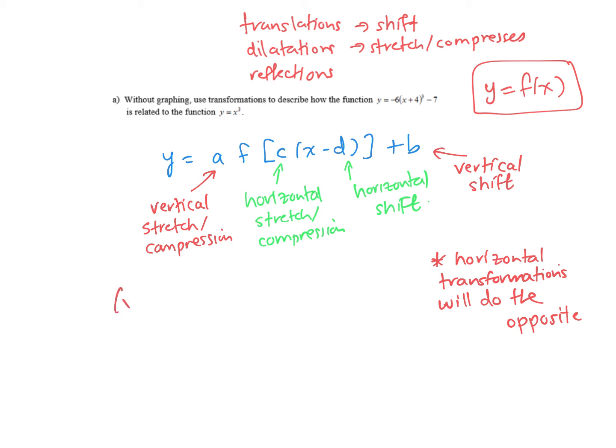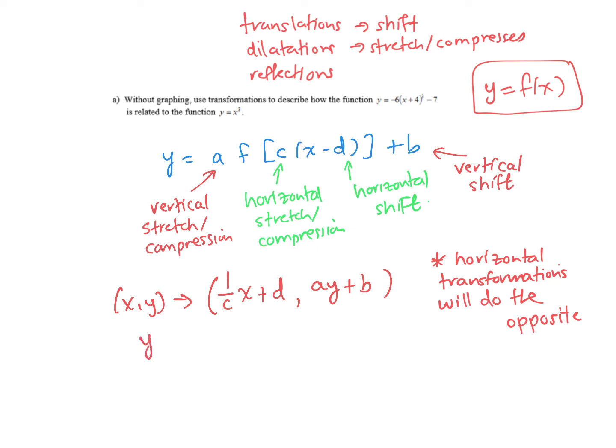So if you think of mapping notation, the inside values are going to affect the x coordinate, or the horizontal. So C and D are going to do the opposite. So if it's C, it'll be 1 over C times x, and if it's minus D, it will be plus D. The y or vertical transformations always do exactly what they say. So A and B: multiplied by A, added B.